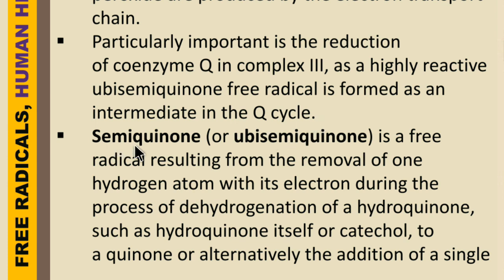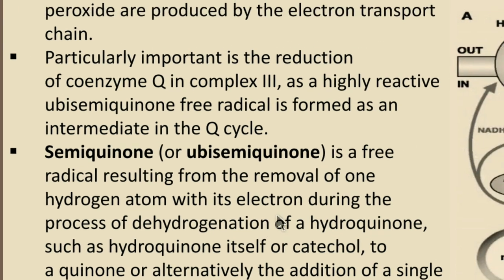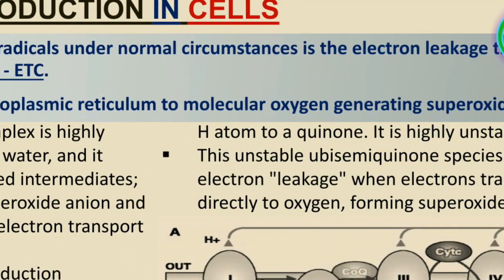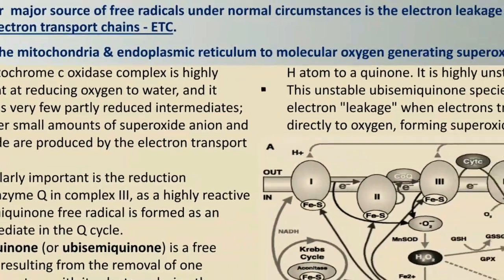So this semiquinone or UB semiquinone is a free radical resulting from the removal of one hydrogen atom with its electron during the process of dehydrogenation of a hydroquinone, such as hydroquinone itself or catechol, to a quinone, or alternatively the addition of a single H atom to a quinone.